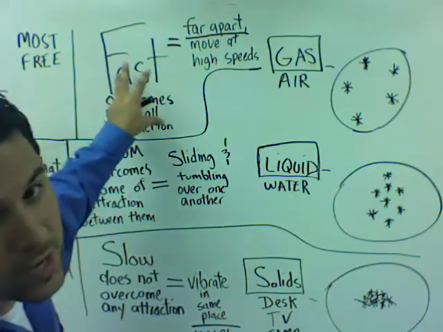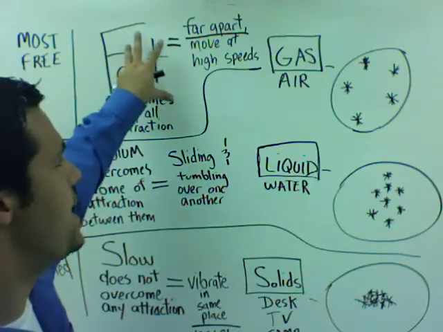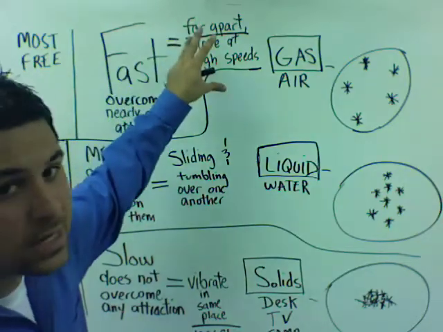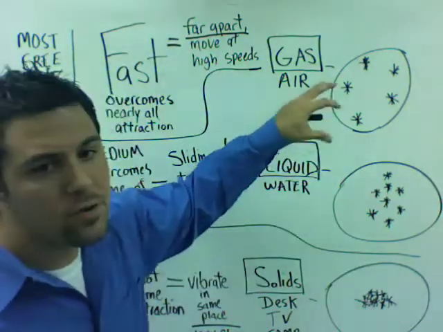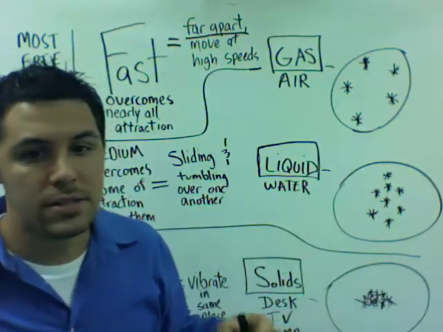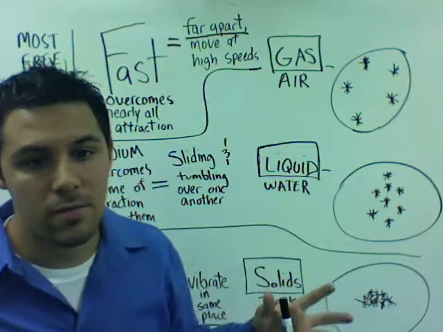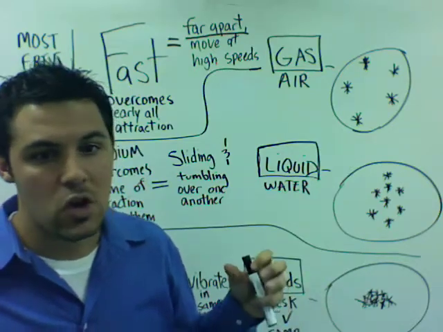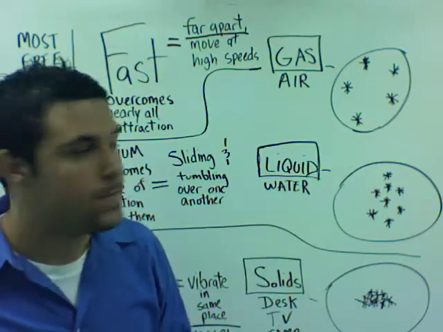Because they overcome the attraction for one another, and because they move at such high speeds, they're a lot further apart. Think about the air around you, the air around me. The particles in this air are so far apart from one another. They don't necessarily have to be really close to one another.